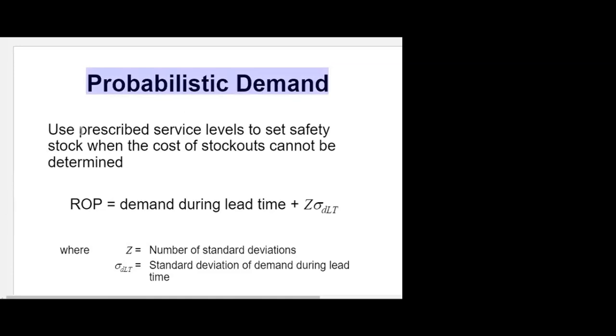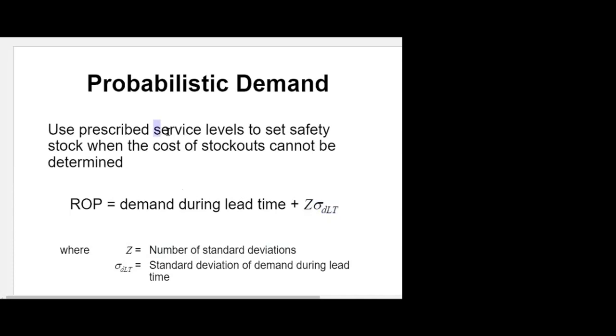So in probabilistic demand, we use a prescribed service level to set safety stock when the cost of stock out cannot be determined. If the cost of stock out cannot be determined, we might be able to calculate the standard deviation of demand during the lead time. Knowing how many standard deviations away from the ROP would give us a certain amount of safety or service level, that will solve the problem. And we will know with how much additional safety stock we can have a certain service level.